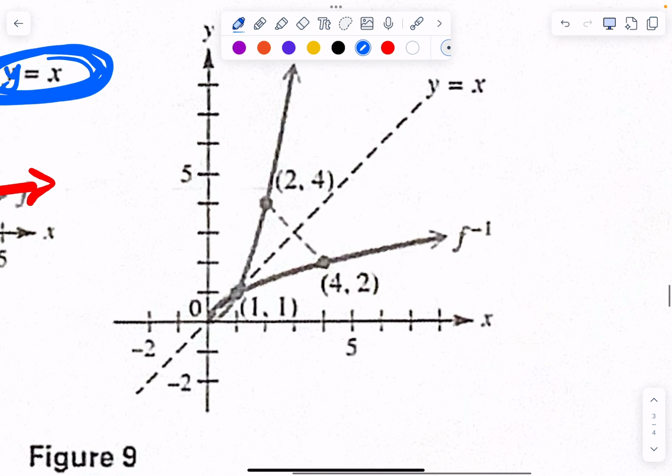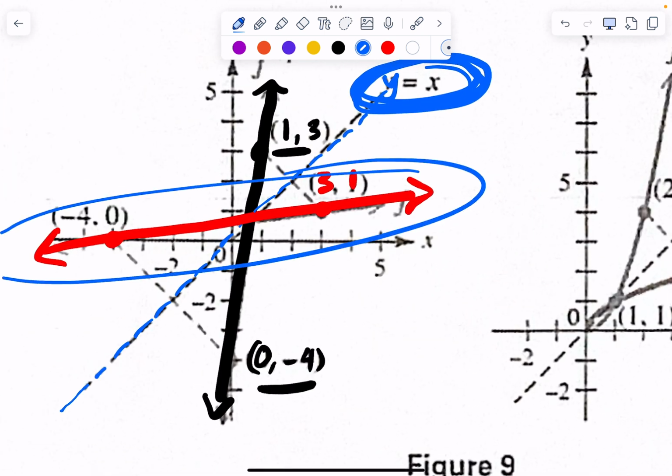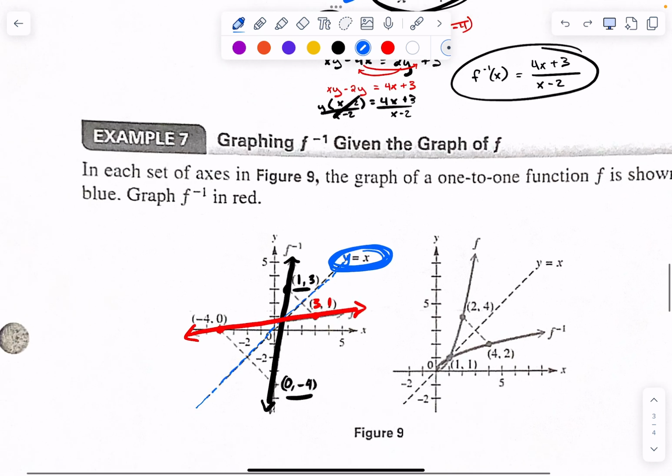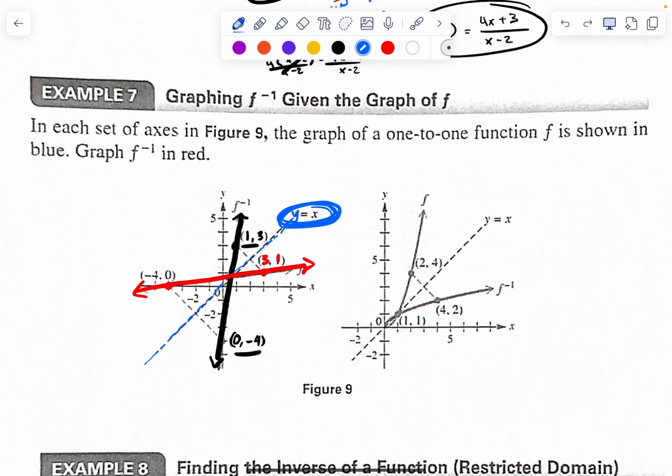How do you tell which one is the original? It doesn't matter. This could be the original and his inverse is this guy, or the other way around. Evidently, the red one was the... Oh no, wait, we're wrong. The graph of the one-to-one function f of x is shown in blue, with points (1, 3) and (0, -4). So this was the original one, the blue one, and the red one is his inverse.